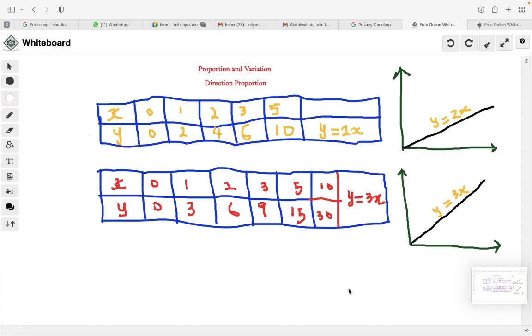Western Academy. Let's take a look at today's topic. We're looking at proportion and variation. Now, let's quickly look into proportion.